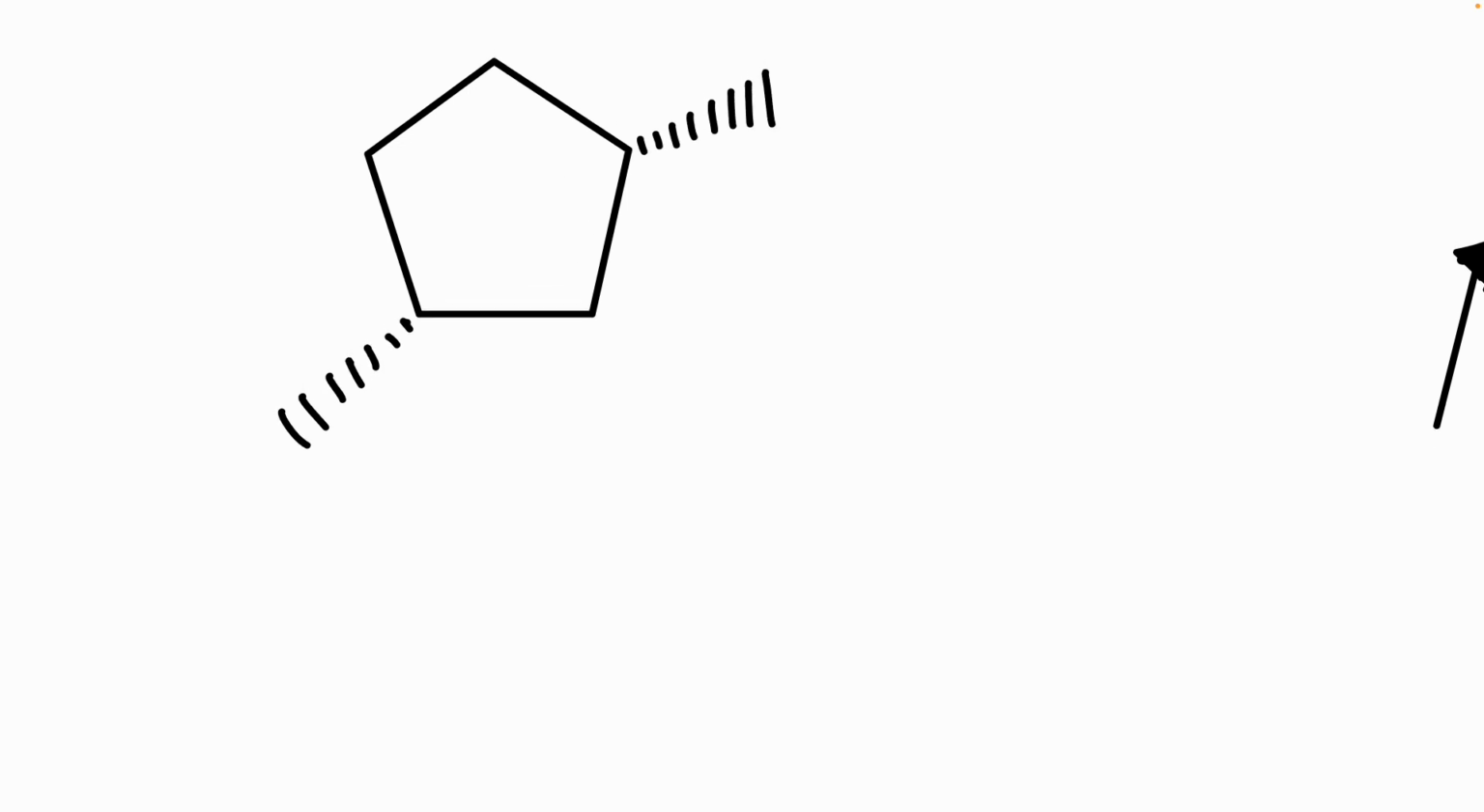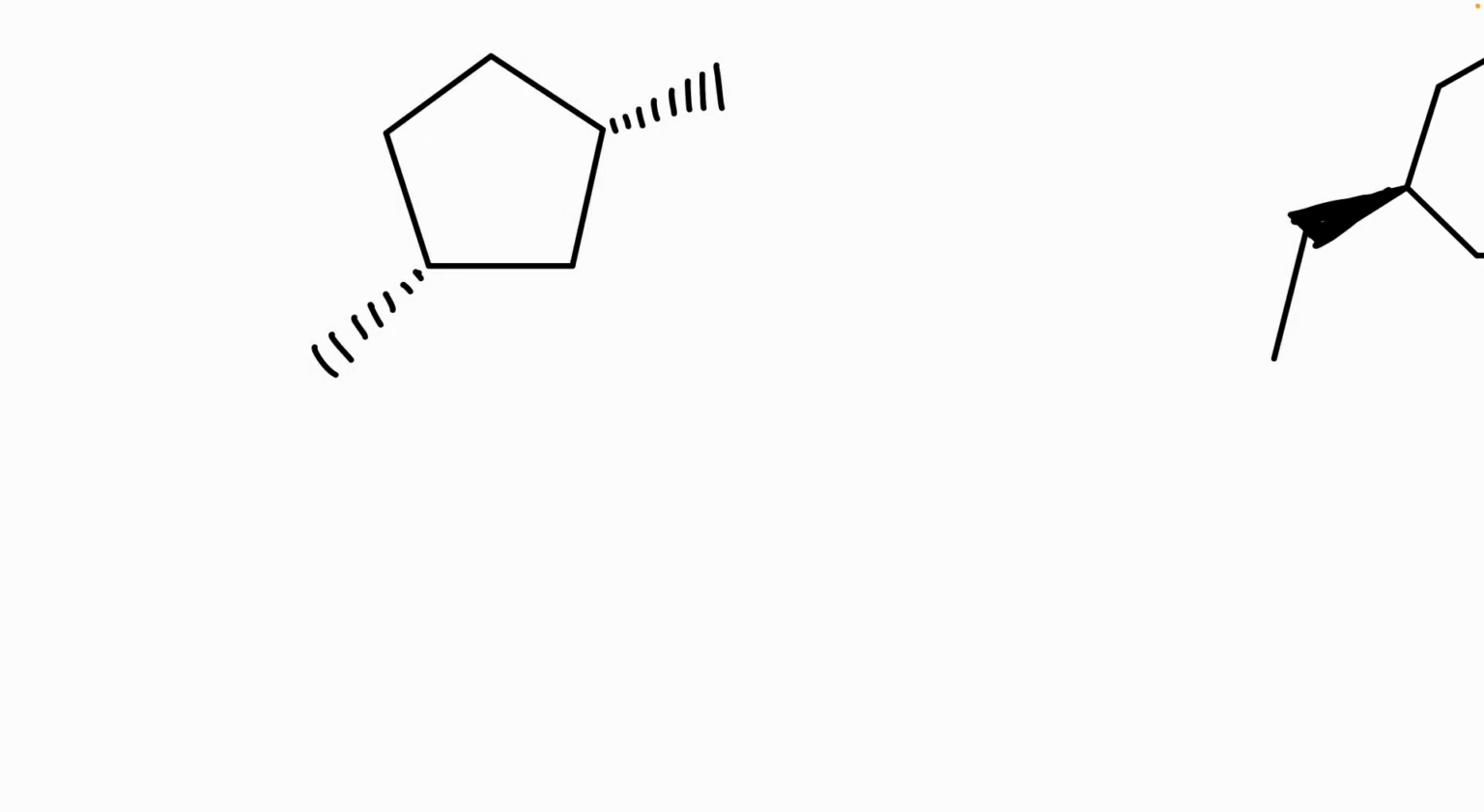All right, let's do this one first. Step one is to just name it without paying attention to dashes and wedges. We're going to make sure to find our parent chain, our cyclopentane. We have these two one-carbon substituents. So this is a methyl group, and this is a methyl group. They're all the same, so I can just pick one and start numbering. I want to go that direction, not the other direction, because I want them to be 1,3 and not 1,4.